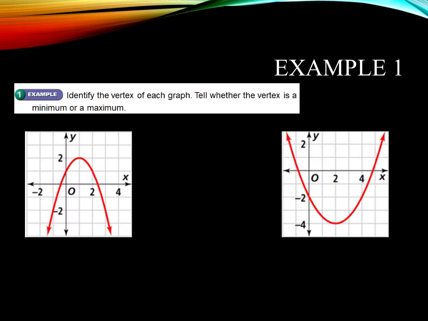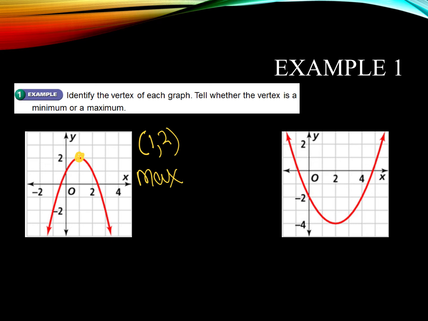So when we look at example 1 here, it says to identify the vertex of each graph and tell whether it's a maximum or minimum. If I look at this graph here on the left-hand side, my vertex is right here. The coordinate of that vertex is going to be (1, 2). And because my parabola is upside down, this is going to be considered a maximum point.